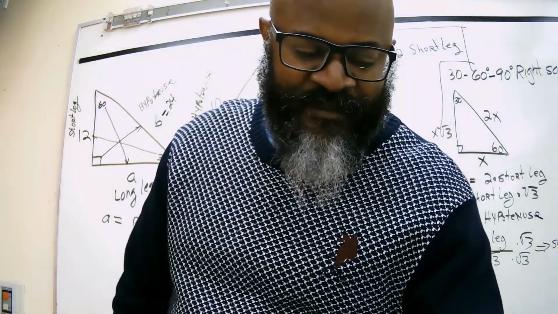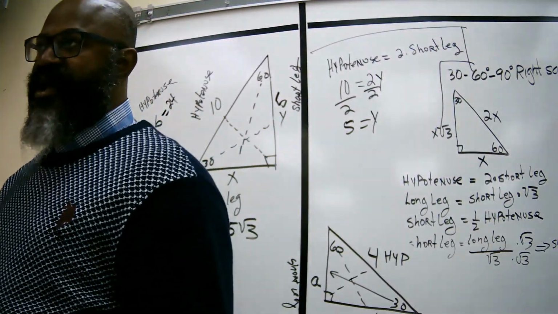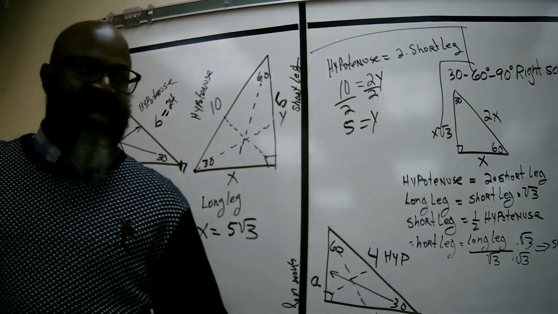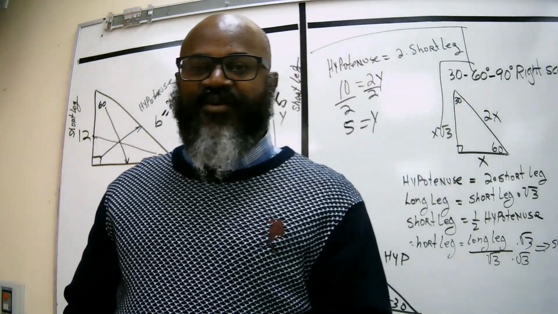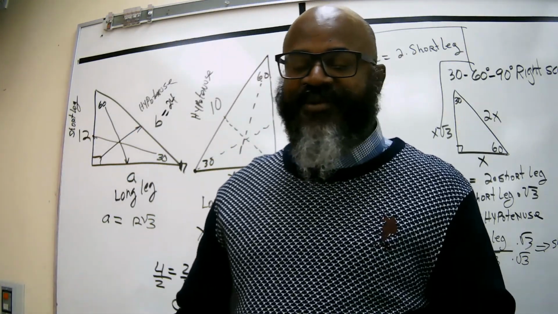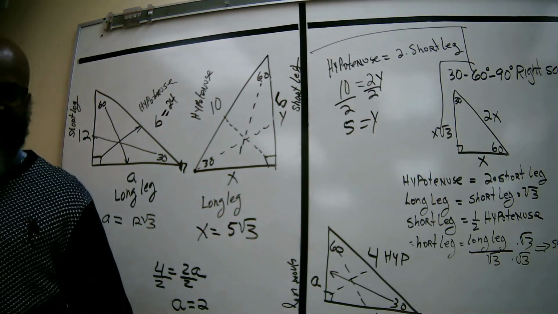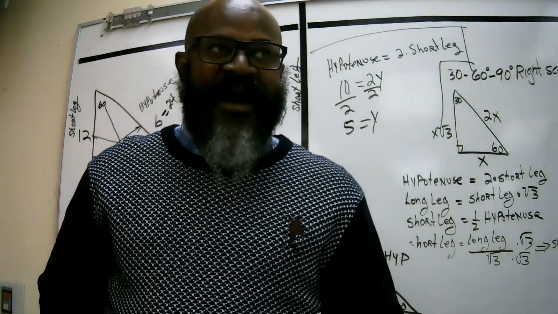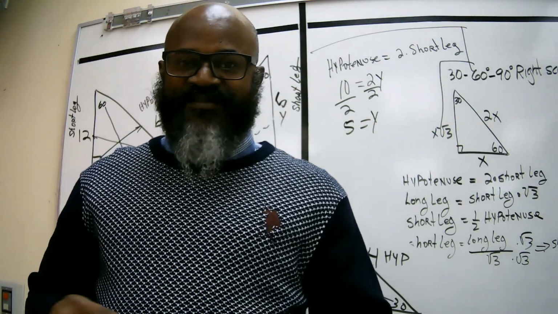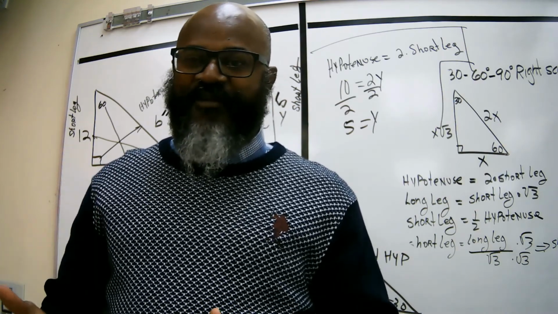Let's recall again. In the 30-60-90 triangle, we have short leg, long leg, and hypotenuse. The short leg is opposite to the 30-degree angle. The long leg is opposite to the 60-degree angle, and the hypotenuse is always opposite to the 90-degree angle. There's a special relationship between the hypotenuse and the short leg. The hypotenuse is either 2 times as much as the short leg, or the short leg is half of the hypotenuse.